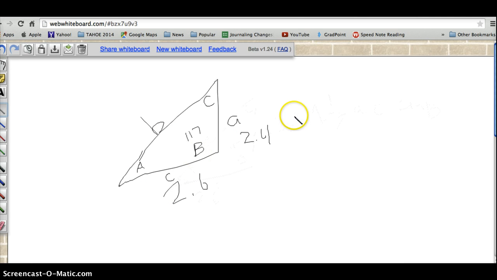So I'm going to plug that in, right? The area of this triangle is equal to 1/2 times the length of side A times the length of side C times the sine of the angle B. Whoops. Sorry, that's a B. Now we're going to plug it in. So 1/2 times the length of side A, which is 2.4, times the length of side C, which is 2.6, and then sine of 117.